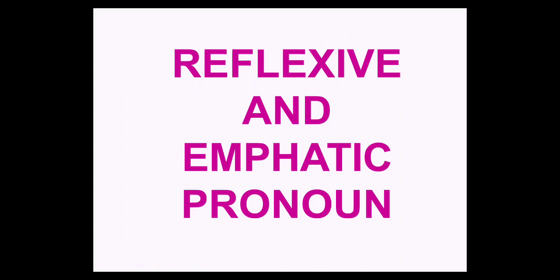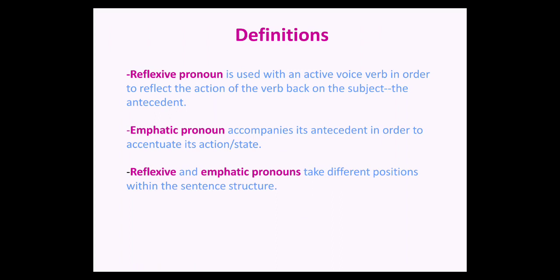And let's talk about reflexive and emphatic pronouns. A reflexive pronoun is used with an active voice verb in order to reflect the action of the verb back on the subject, the antecedent. An emphatic pronoun accompanies its antecedent in order to accentuate its action or state. Reflexive and emphatic pronouns take different positions within the sentence structure.